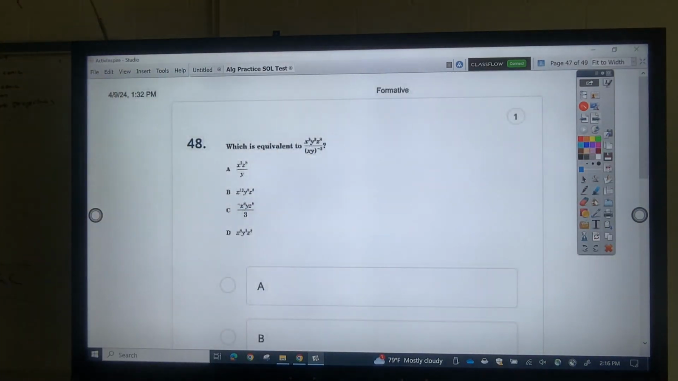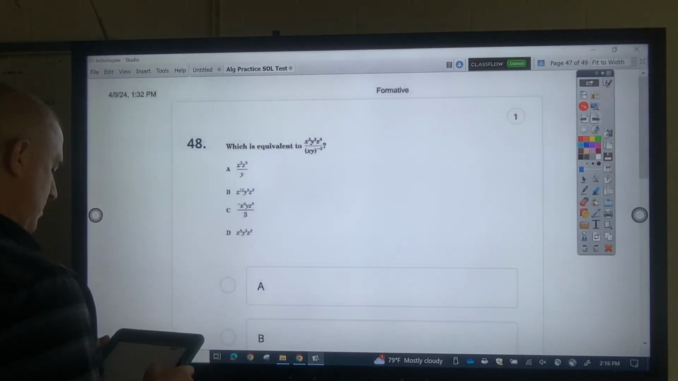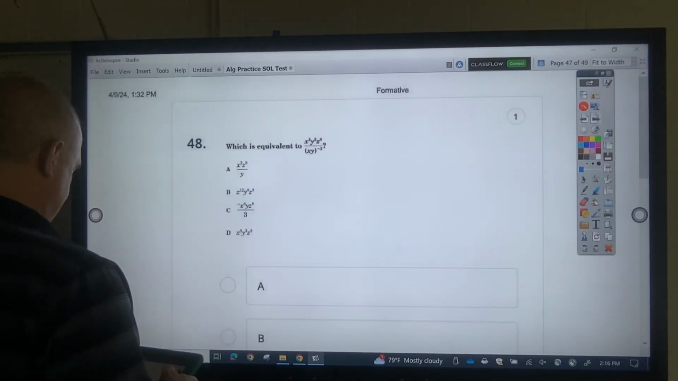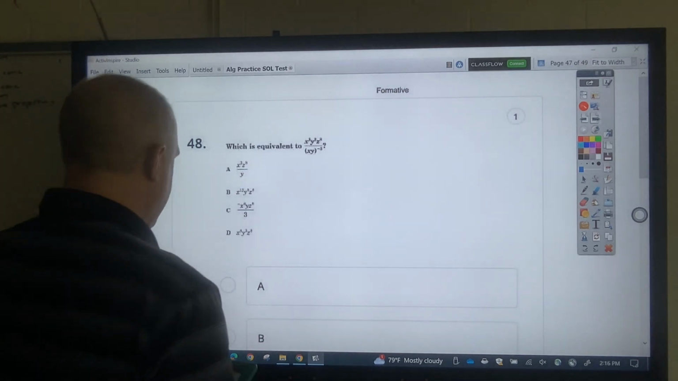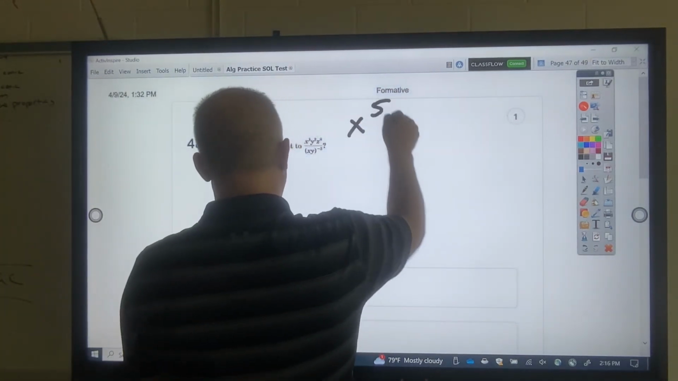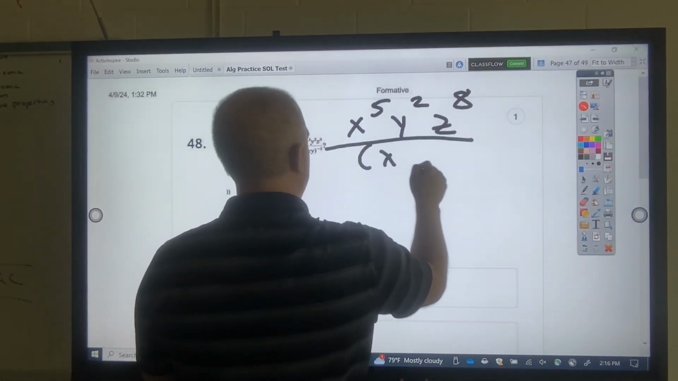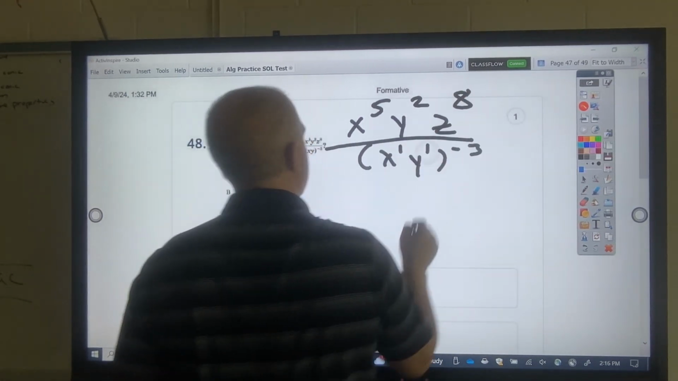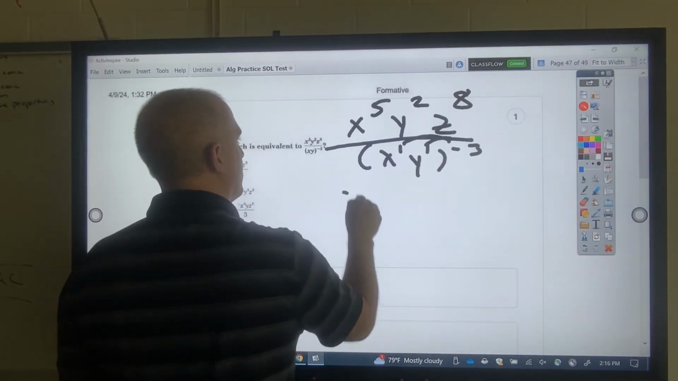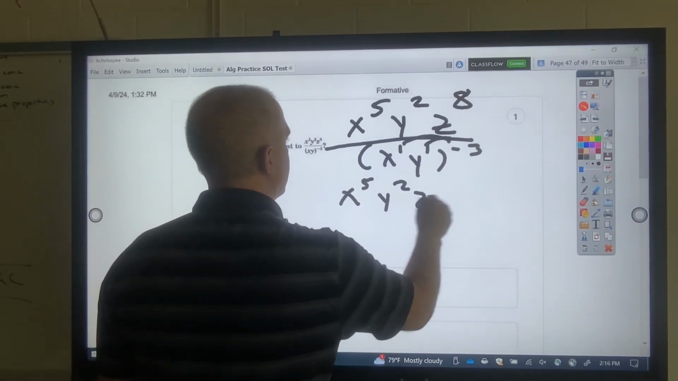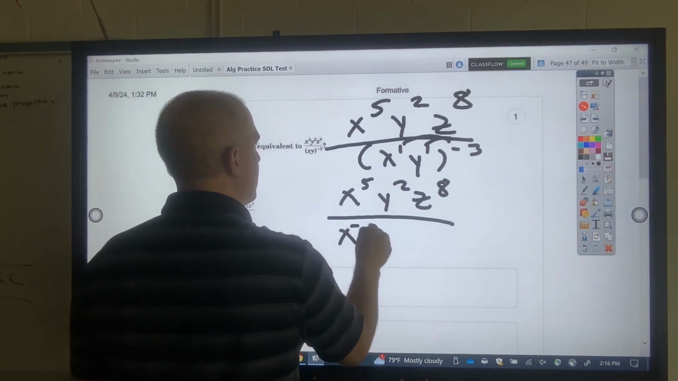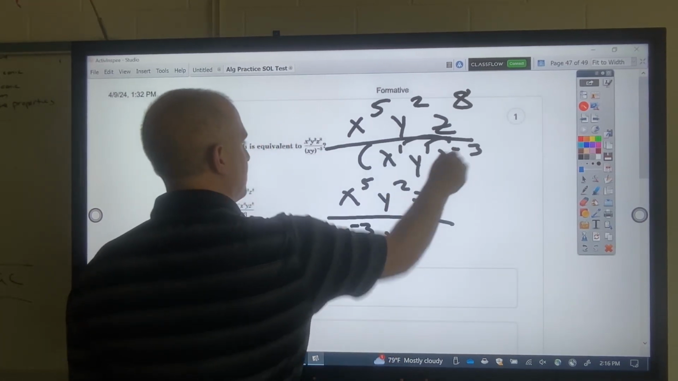All right, I'm going to write this down again, because it's hard to see. We're on question 48. This is x5, y2, z8 over x, y to the -3. Now, what I want to do is I want to multiply those first. So that's x5, y2, z8 over x -3, y -3, because 1 times -3.